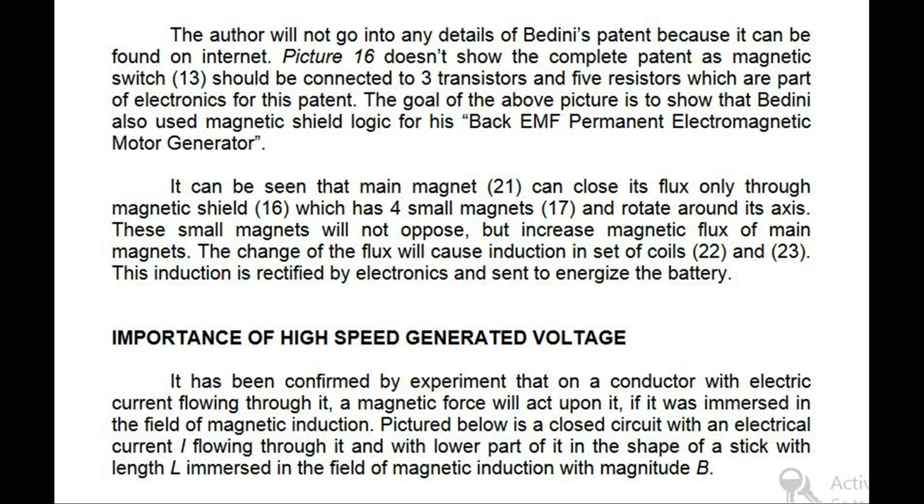The goal of the above picture is to show that Bedini also used magnetic shield logic for his back EMF permanent electromagnetic motor generator. It can be seen that main magnet, 21, can close its flux only through magnetic shield, 16, which has 4 small magnets, 17, and rotates around its axis. These small magnets will not oppose, but increase magnetic flux of main magnets. The change of the flux will cause induction in set of coils, 22 and 23. This induction is rectified by electronics and sent to energize the battery.